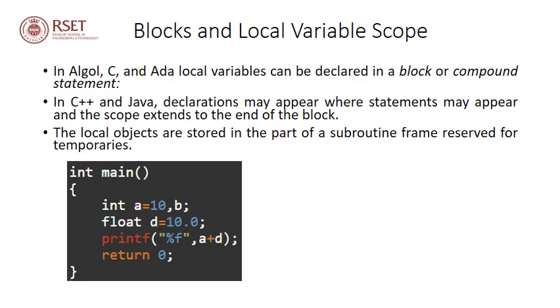Now let's see this example C program. There we have three local variables, A and B, both integers, and D, a floating point variable. If you notice, all these declarations are done towards the beginning of the program, and then we have a simple printf statement wherein we are just adding up A and D.